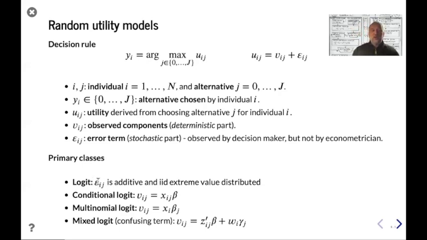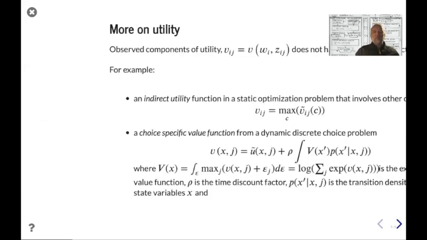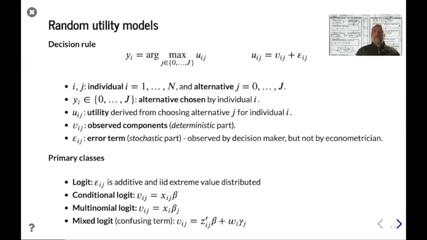For the logit, this is set to be IID extreme value distributed, and then additive in utility in this particular way. Okay, so you haven't probably heard about the IID extreme value distribution, but let's talk about it. I'll get back to it.